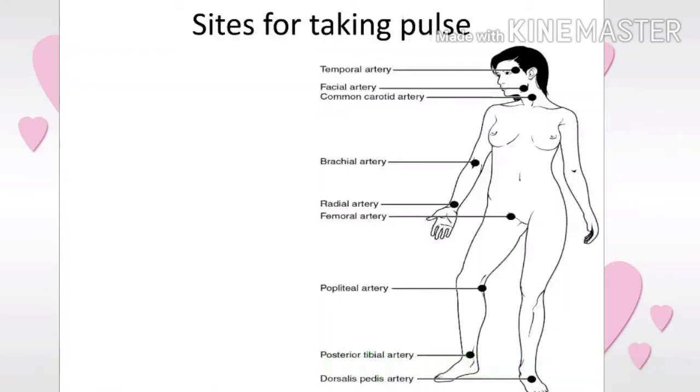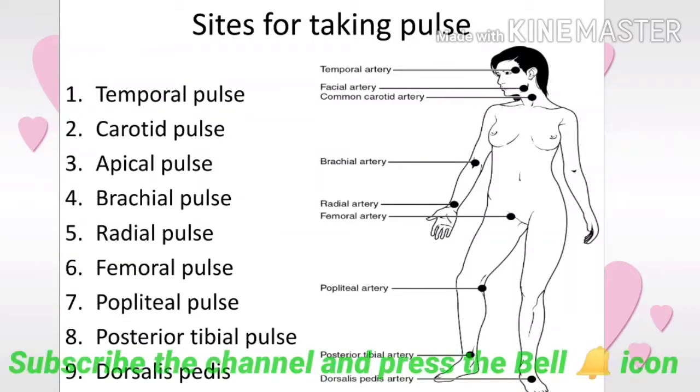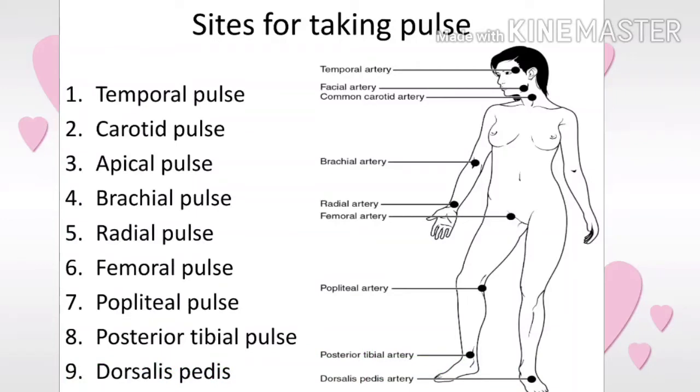Based on the sites for taking pulse, it can be divided into temporal pulse, carotid pulse, apical pulse, brachial pulse, radial pulse, femoral pulse, popliteal pulse, posterior tibial and dorsalis pedis. So first is the temporal pulse.